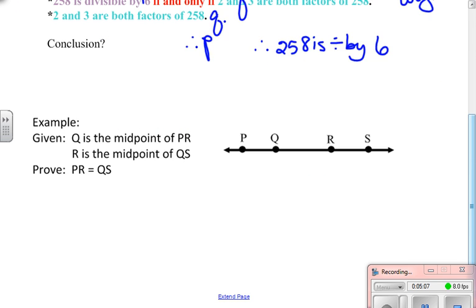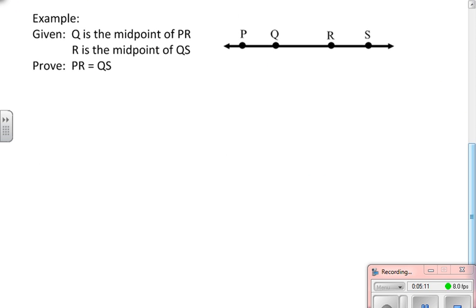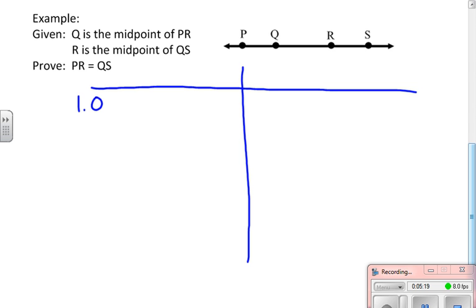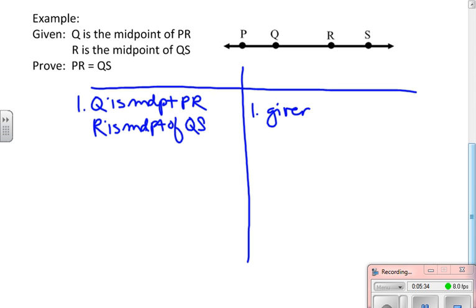Then let's look at a proof example. Given Q is the midpoint of PR and R is the midpoint of QS, prove that PR equals QS. So we put our given down, and then we mark our picture. Q is the midpoint of this piece, and R is the midpoint of this piece. Okay, that gives me some information. I'm after PR and QS. I'm after this piece being equal to that big piece. And that's interesting because they overlap right here.